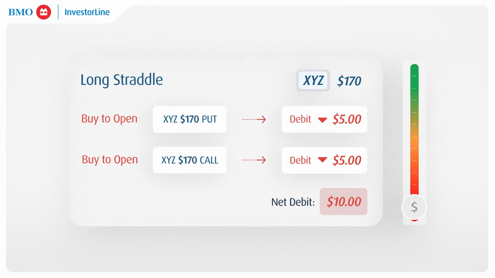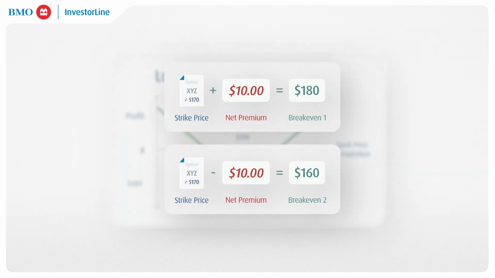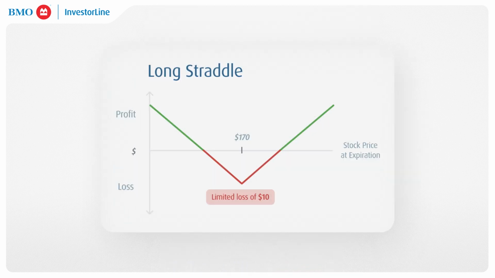which would be the maximum risk. The premium paid would be used to calculate the two break-even points of the strategy, which would be the strike price plus and minus the premium paid, $180 and $160. In this example, the stock would have to either decline to $160 or rally to $180 by the expiration date just to break even. This would mean that you must believe the stock will be meaningfully below $160 or above $180 to justify buying a straddle.